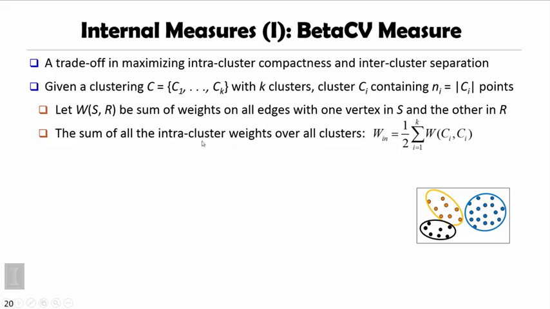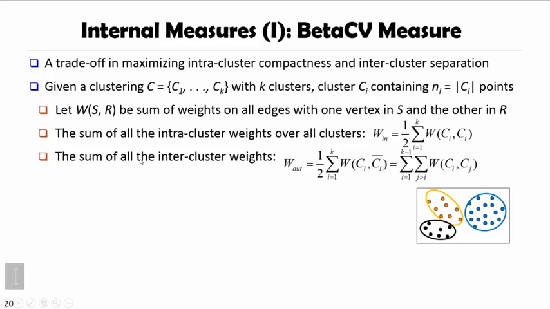Then, based on this, we can say the sum of all the intra-cluster weights over all clusters should be defined this way. The reason is you can see this is C sub i, this is C sub i. That means both vertices are in the same cluster, so that's why it's intra-cluster. But for one point A and the other point B, you actually calculate twice, because A to B, B to A. That's why you have to divide this by 2. For all the clusters, you sum up together, i from 1 to K clusters.